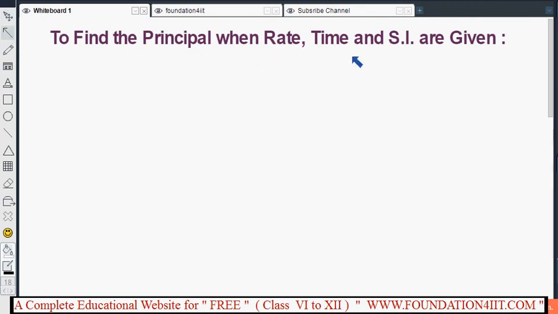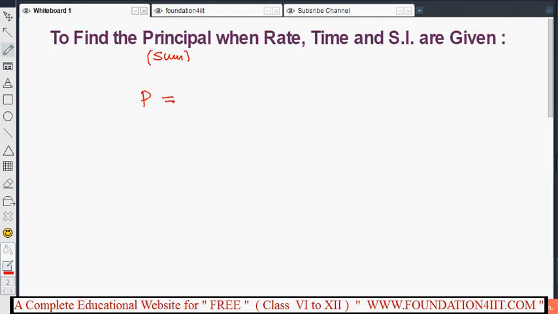So here rate, time and simple interest. When these three are given, how to find out the principal? Principal, or we can say it as a sum. Principal or sum, both are same. So from the simple interest formula only we can make this principal formula also.